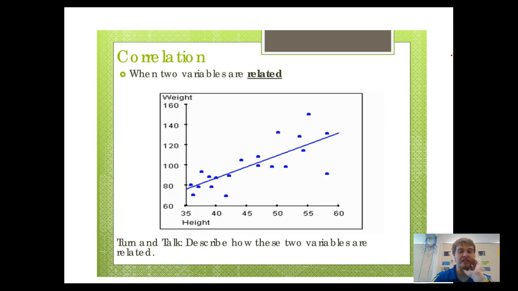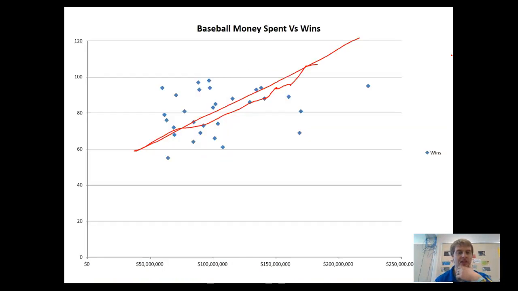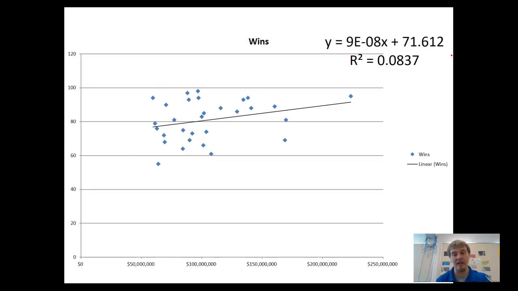Height doesn't necessarily cause you to always weigh more. Sometimes it does, but weight has other factors like genetics, diet, exercise. There are all these other things that build into it. So just because someone weighs more doesn't mean they're really tall. And same thing here. Just because some team pays more doesn't mean they win a lot of games. And you can see this is a really weak correlation, like a 0.10. It's pretty weak.